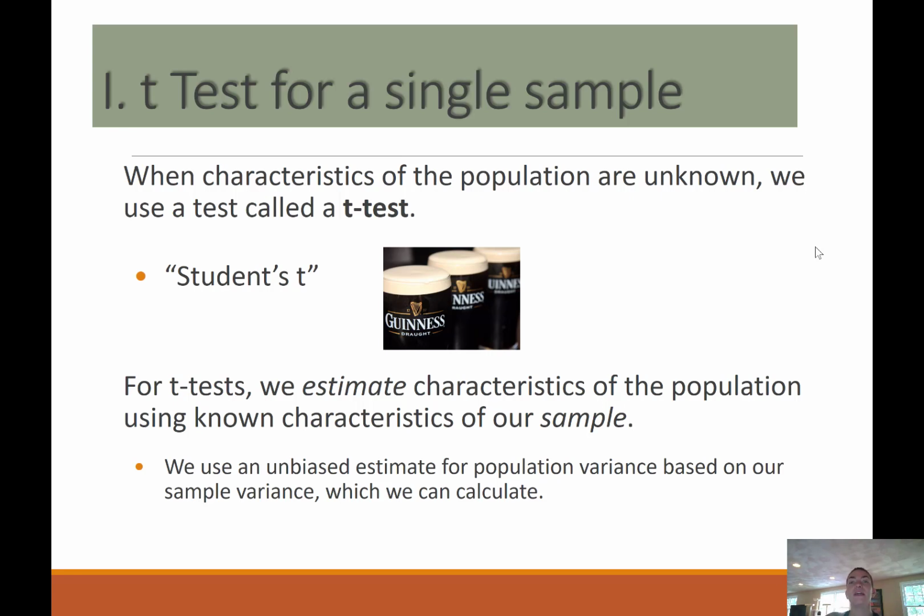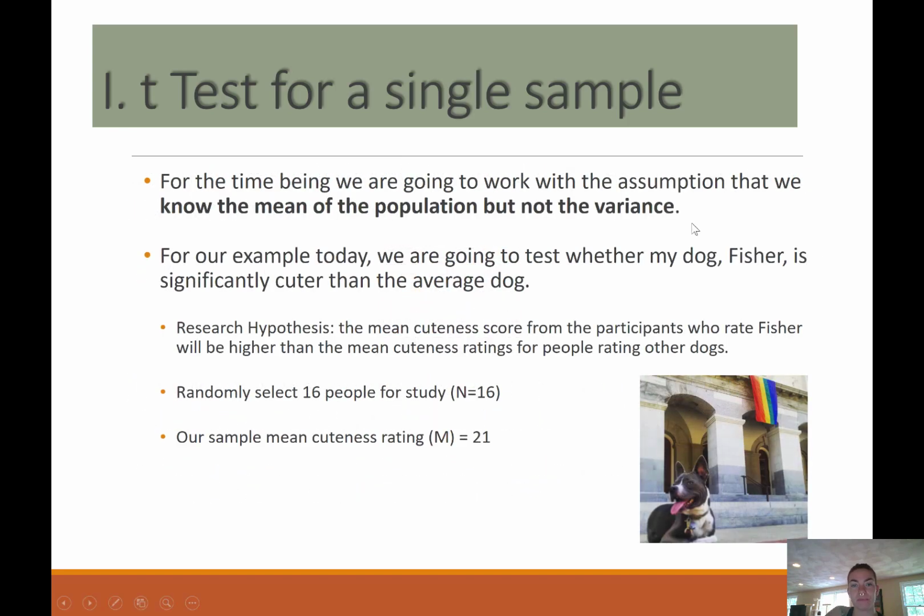And for t-tests, we don't know, again, the characteristics of the comparison population. So we'll have an extra step as researchers. We are going to have to estimate those population characteristics from the sample values. Specifically, we'll use what we call an unbiased estimate for population variance based on the sample, and we'll calculate that and talk about it in a second. And for the time being, we are going to work with the assumption that we know the mean of the population, but not the variance.